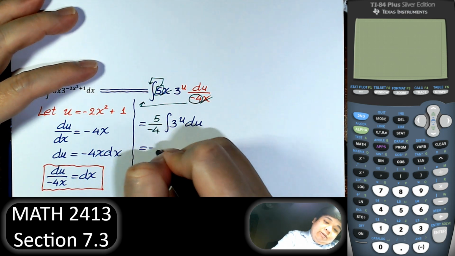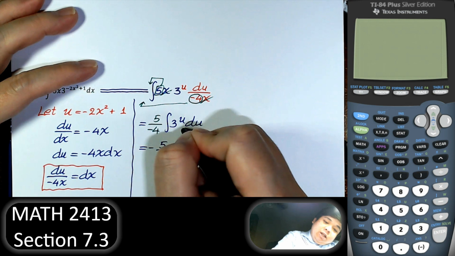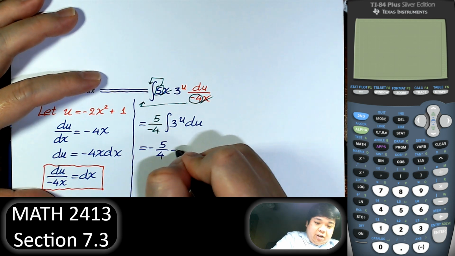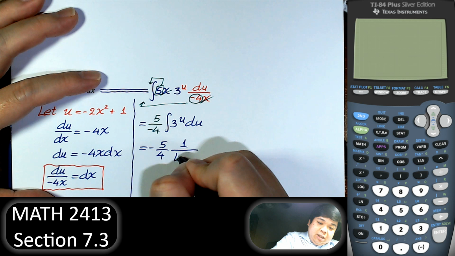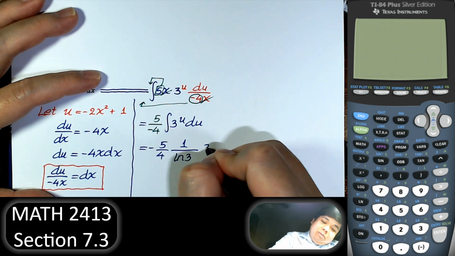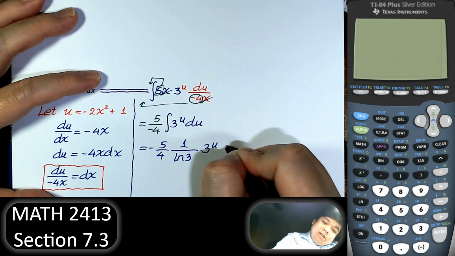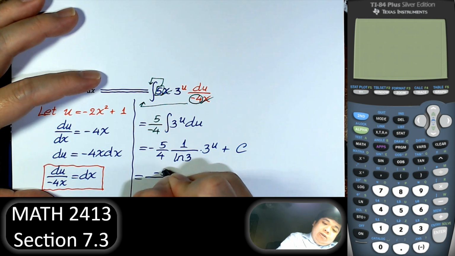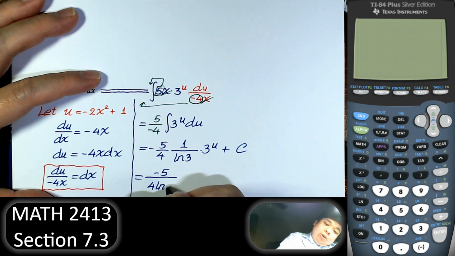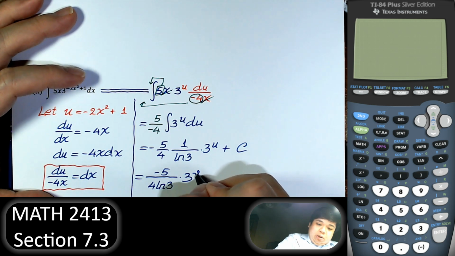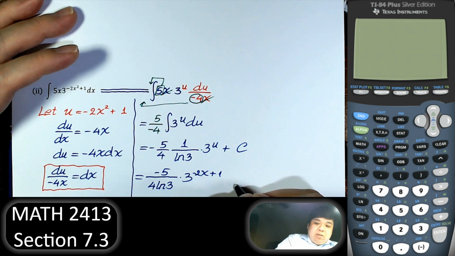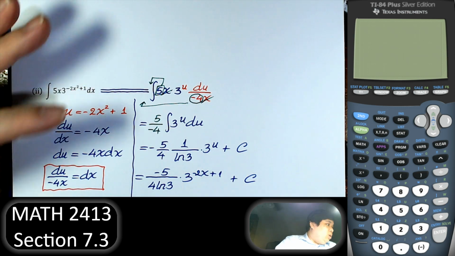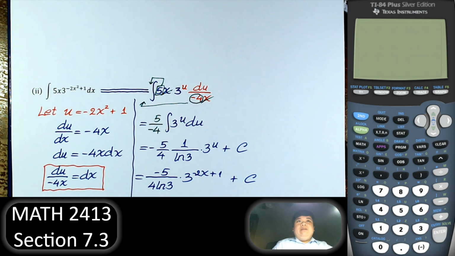So this is negative 5 over 4 times the integral of that. First we divide by the ln of the base, and we copy the same thing. So we have negative 5 over 4 ln of 3 times 3 to the u, which is negative 2x squared plus 1, plus c. So yeah, that's what we have.